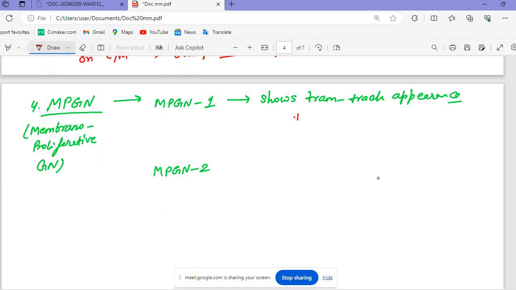Anyone knows? Ankylosing spondylitis we studied. Okay, if you remember, if you think in your mind, yes we studied somewhere, that's a good sign.